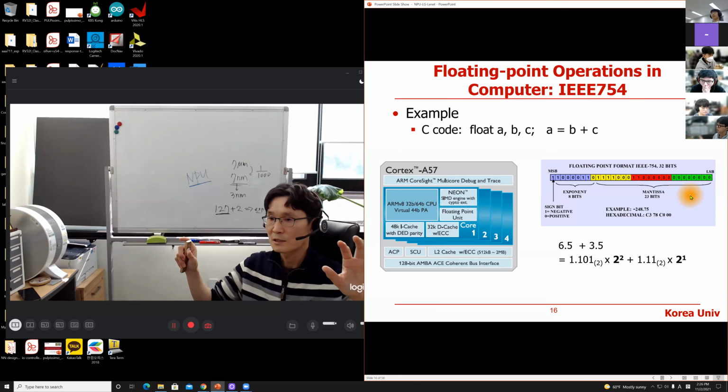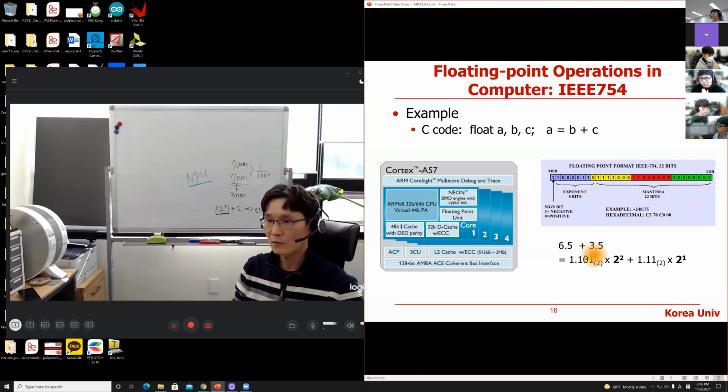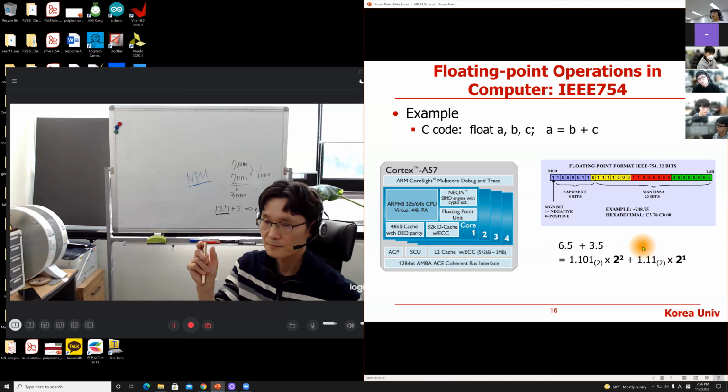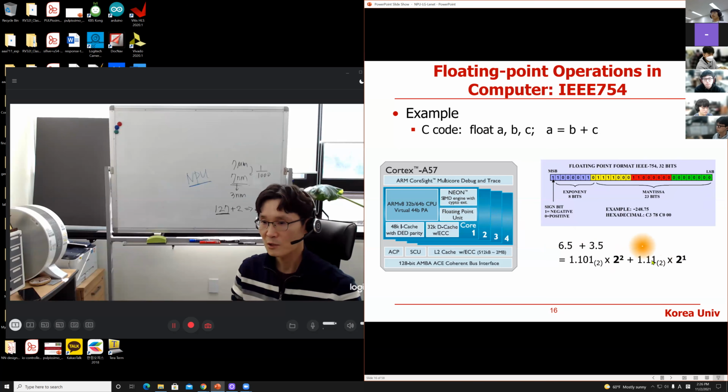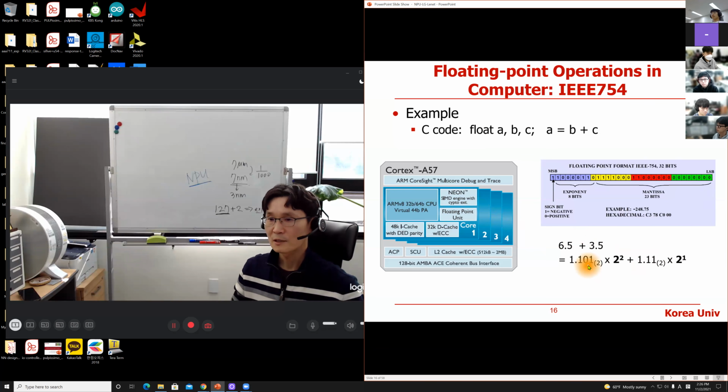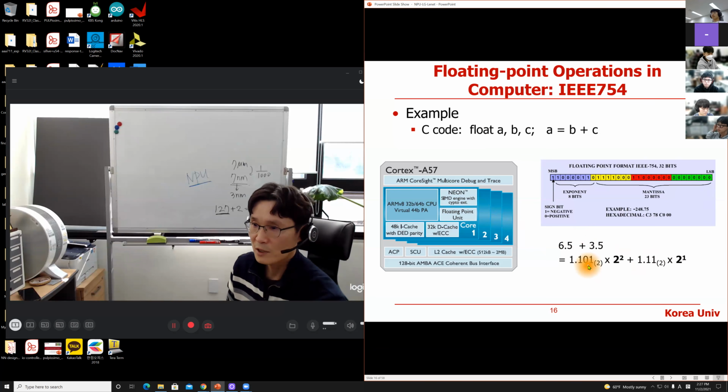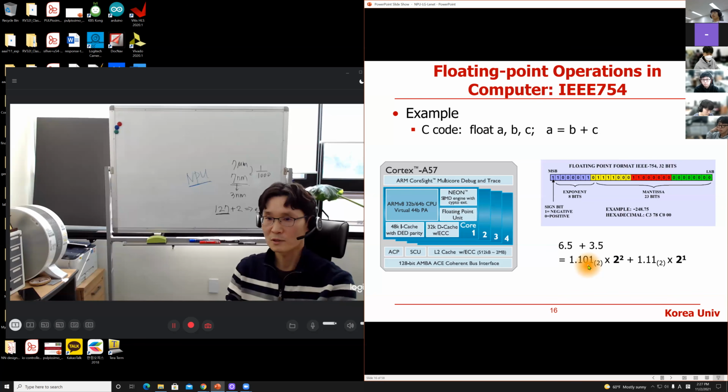Then for that addition operation, the CPU's floating point unit compares this exponent first, 2 and 1. The exponents are different, so you have to make them equal by shifting, either this or that. And after that, you can add. So it is a very complicated operation, the floating point.